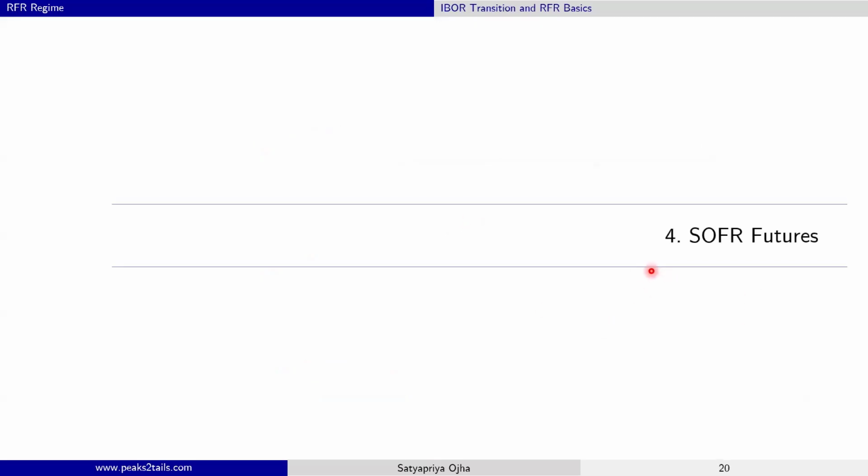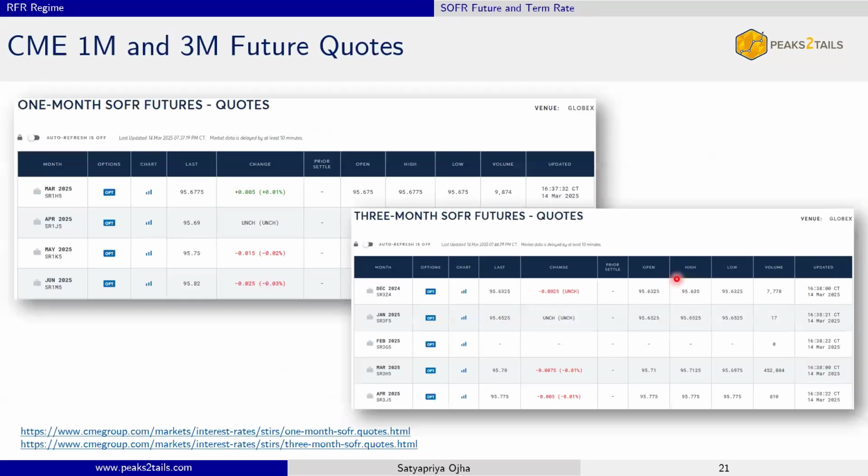All right. So next topic is SOFR futures. As I said, CME started listing SOFR futures on their website. Today it is extremely liquid. Everybody is using SOFR futures for trading, speculation, and hedging, obviously.